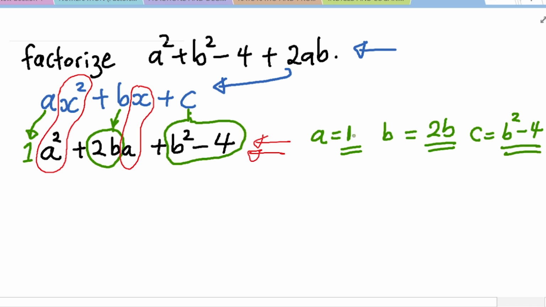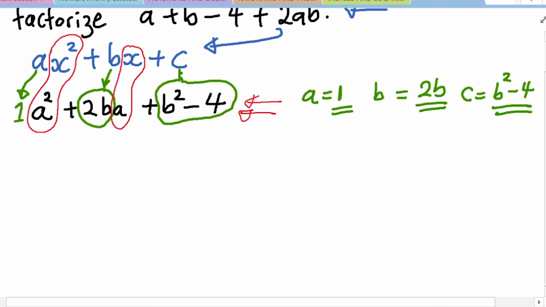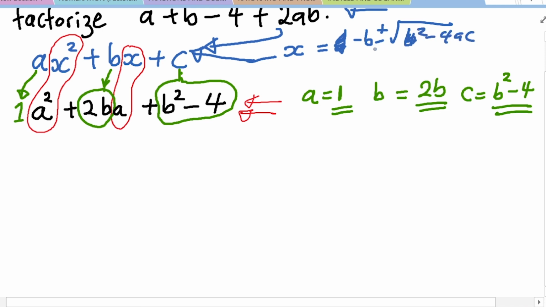So after identifying my values of a, b, and c, I'm going to substitute those expressions in. Since we are looking for the value of x when we are calculating this quadratic expression, my value of x is going to be given by minus b plus or minus the square root of b squared minus 4ac over 2a. You know that formula, right? So it's what I'm going to use here.